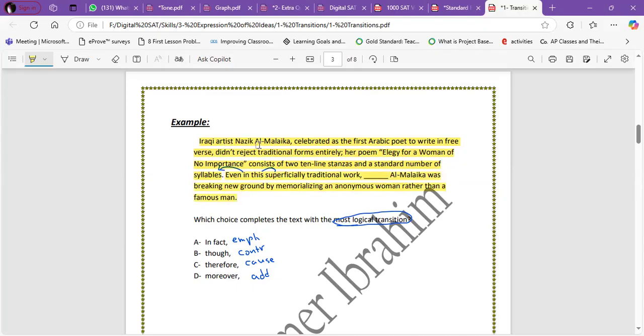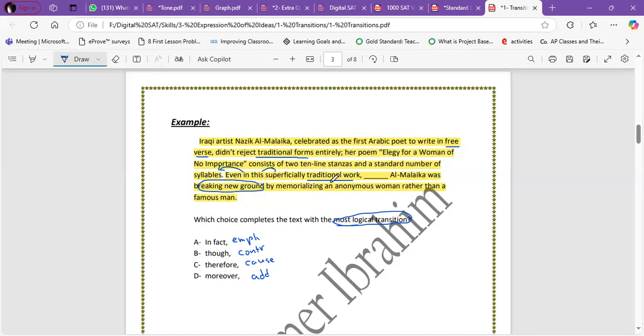Iraqi artist Nazik al-Malaika is celebrated as the first Arabic poet to write in free verse. Take care, she's the first one to write in free verse. She didn't reject traditional forms entirely. She didn't say that traditional forms are not accepted. Her poem Elegy for Women of No Importance consists of two-line stanzas and a standard number of syllables. Okay, now we know that she didn't reject traditional forms. After that, he said, even in this superficially traditional work, traditional meaning old, conventional, customary work, al-Malaika was breaking new ground.